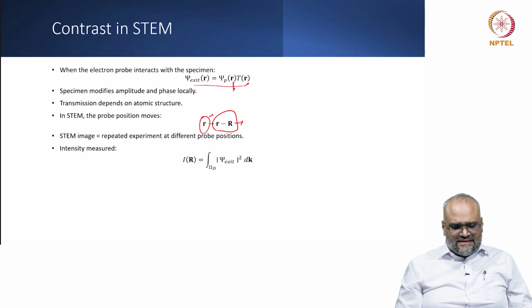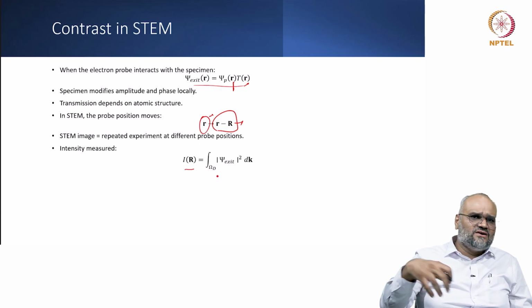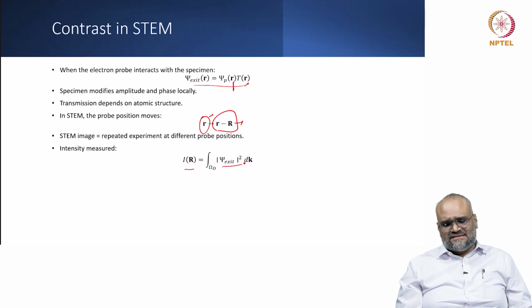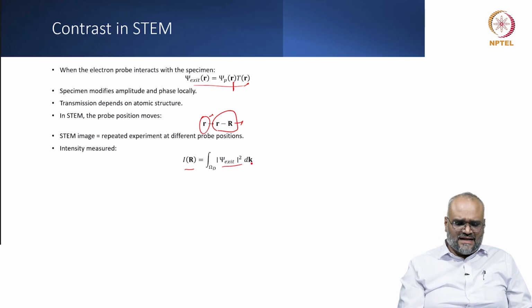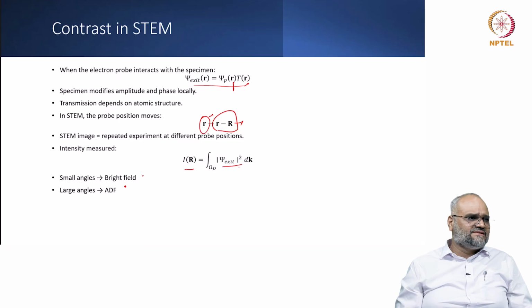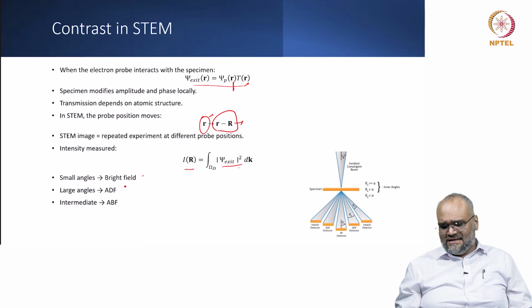And when I look at the measured intensity, the intensity as a function of the position change can be integrated over a solid angle, which is recorded onto the detector as a square of this exit wave. So this is what your amplitude is, and when you look at this, for small angles you record the bright field image, and for large angles you record the annular dark field image, and this is how my detector positions are.